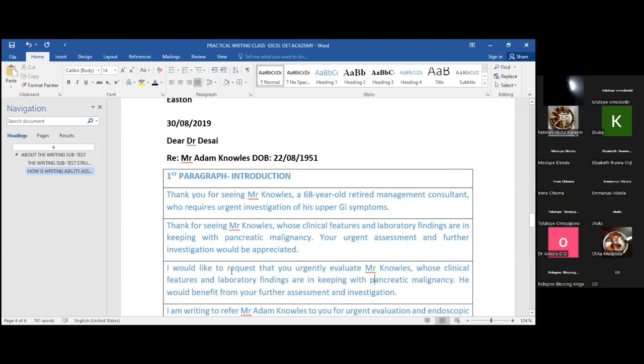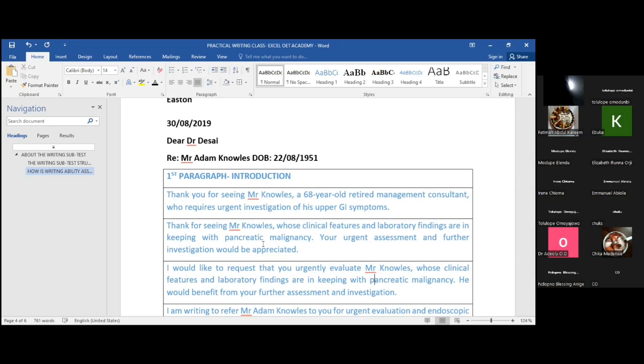So I would like to request you urgently evaluate Mr. Knowles, whose clinical features and laboratory findings are in keeping with pancreatic malignancy. He would benefit. You can see, remember the previous one I said, your urgent assessment will be appreciated. Choose anyone, please. It's not necessary to cram all the old styles. I'm just giving you different styles, okay?